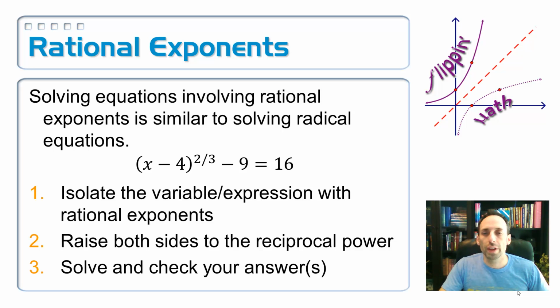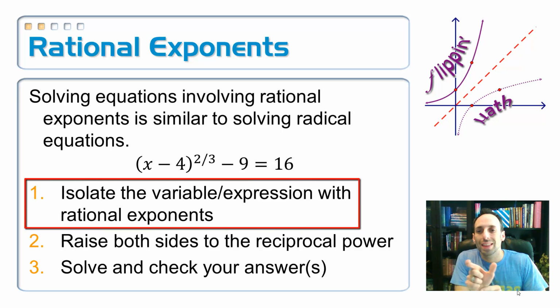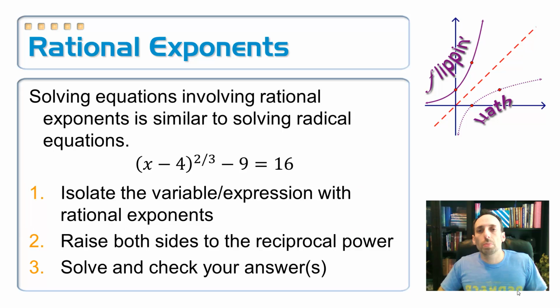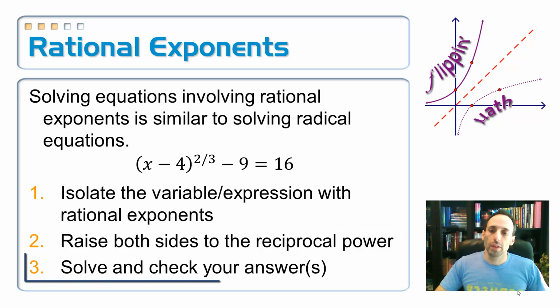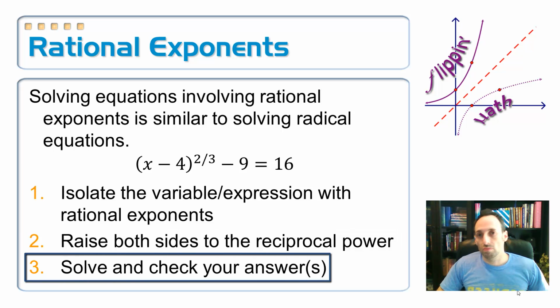If I wanted to solve that for x, you want to get that radical term, that's the one with the fractional exponent, all by itself. So you have to add the 9 over. And then you raise both sides to the reciprocal power. And that's because that's going to be the inverse. It's going to be the inverse because if you multiply a fraction times its reciprocal, it becomes 1. And when your exponent's 1, then you have no square roots anymore. And then finally, solve and check.